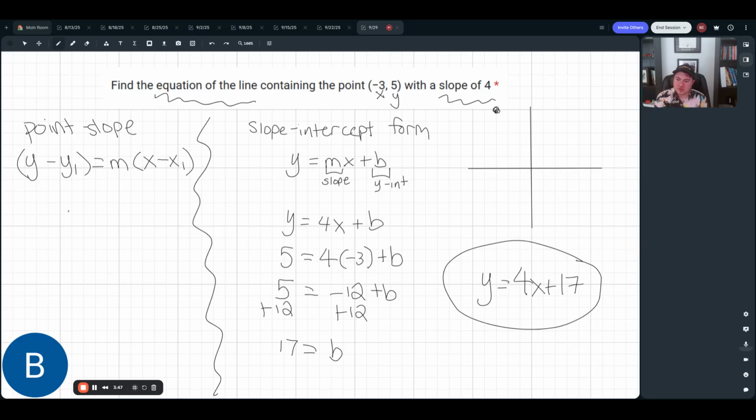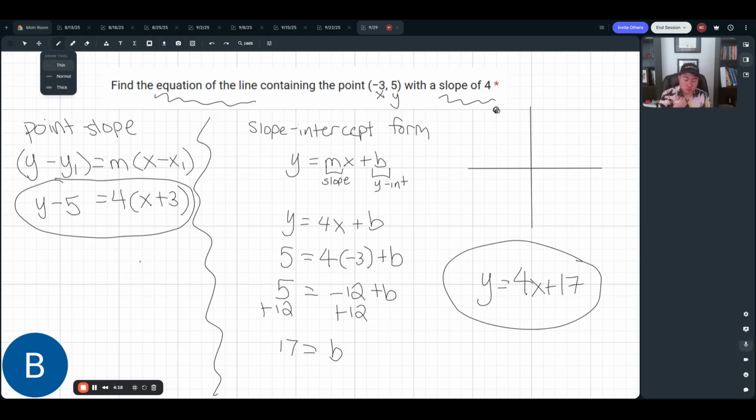And then you just put your slope in. And then x1 is the x value of the coordinate point they give you. So that is going to be x minus -3, which is going to turn into a +3. And then y minus y1 is the y value of your coordinate point. This actually doesn't really need to be in parentheses. So this is also a correct answer.